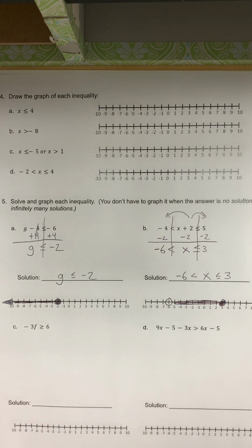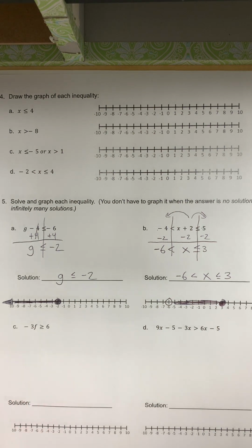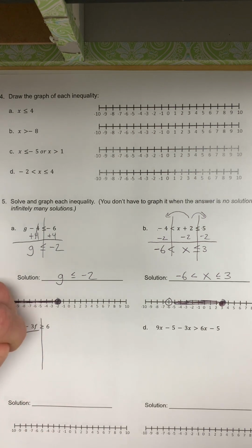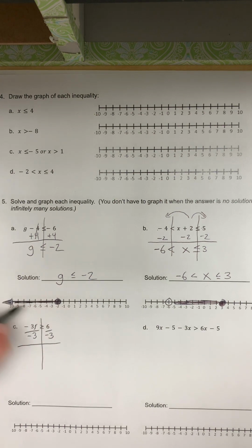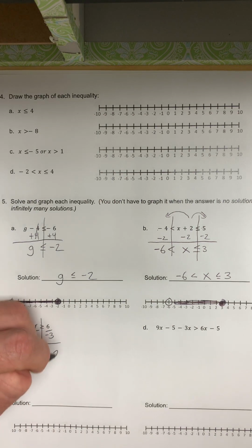All right, on to part C. This one is going to be interesting because we have -3 times f. The opposite of timesing is to divide. So if we want to move this -3, we have to divide by -3. So these cancel out, and we just have an f over here. 6 divided by -3 is -2.